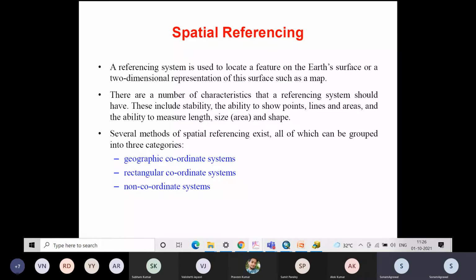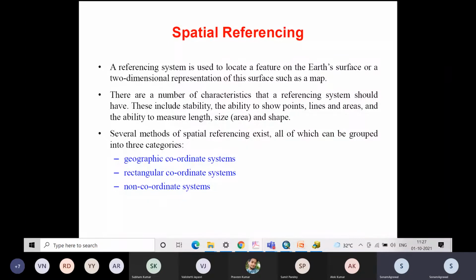First one is the geographic coordinate system. Second one is the rectangular coordinate system or planar coordinate system. And the third one is the non-coordinate system. We have discussed all these things previously also. So you have just seen the geographic coordinate system.